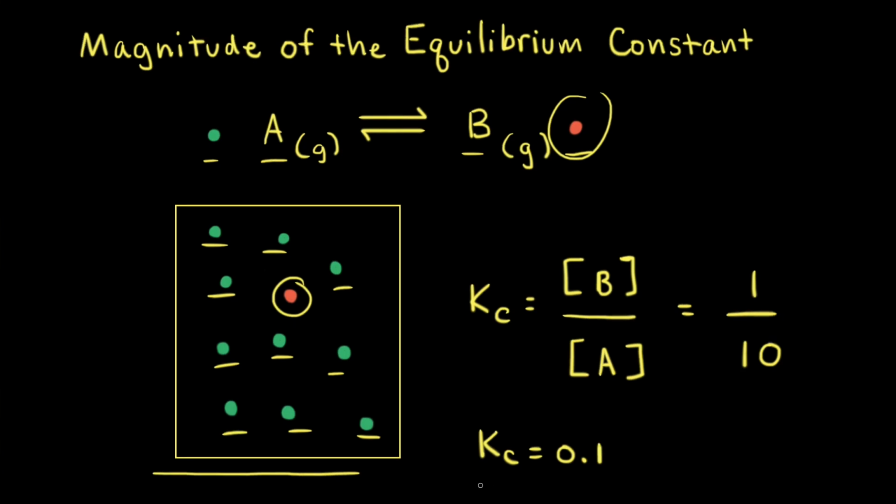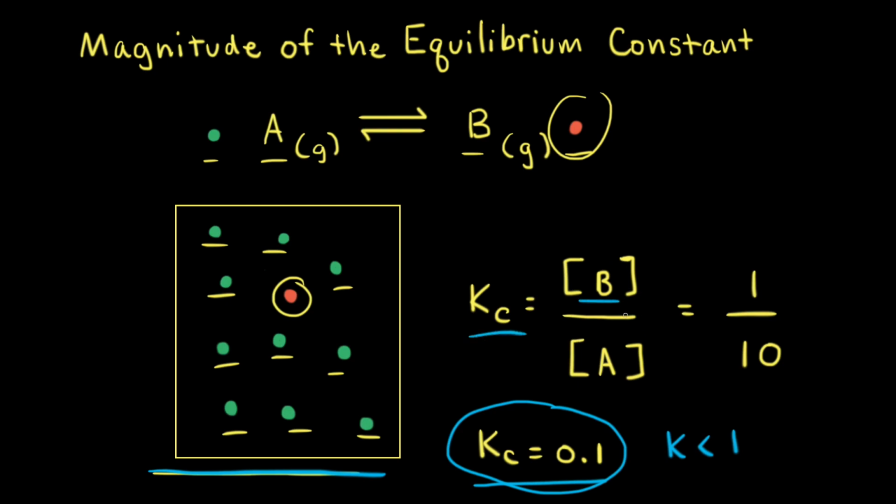The magnitude of the equilibrium constant tells us about the reaction mixture at equilibrium. For this reaction, Kc is equal to 0.1, so K is less than 1. And if we think about what that means, K is equal to products over reactants. So if K is less than 1, that means we have a smaller number in the numerator and a larger number in the denominator, which means there are more reactants than products at equilibrium.